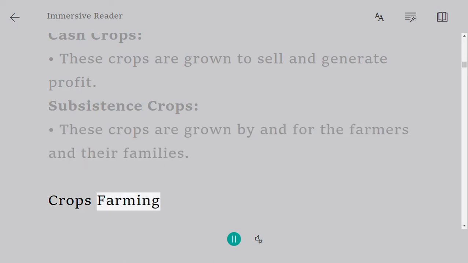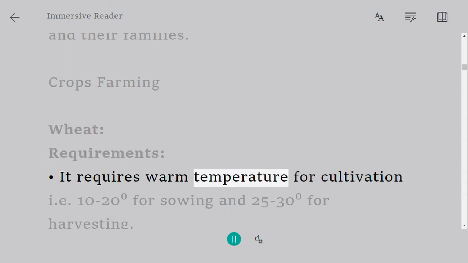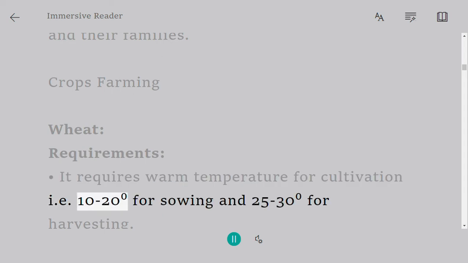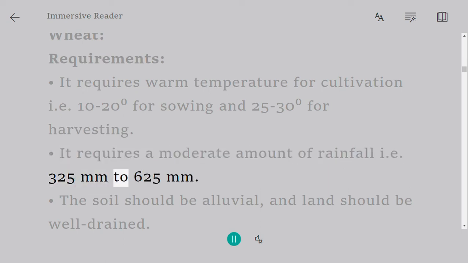Crops farming. Wheat. Requirements. It requires warm temperature for cultivation, i.e., 10-20 for sowing and 25-30 for harvesting. It requires a moderate amount of rainfall, i.e., 325 mm to 625 mm.